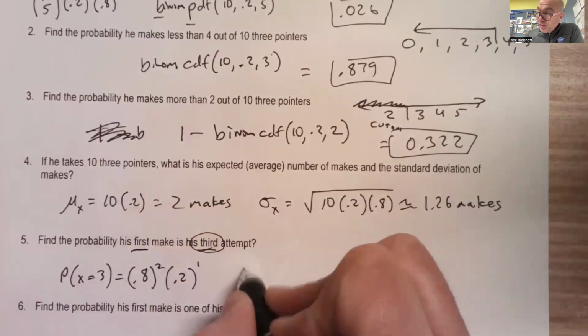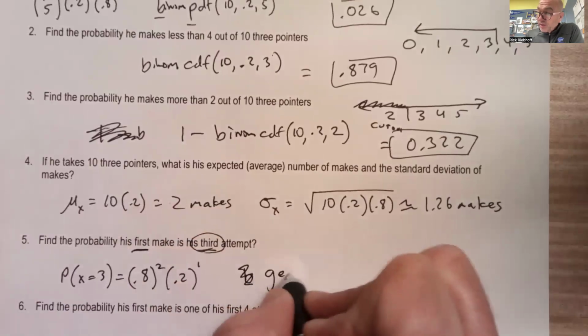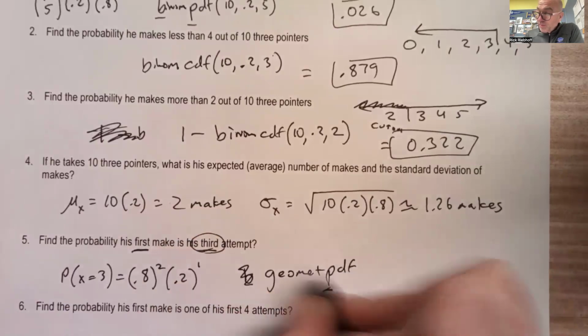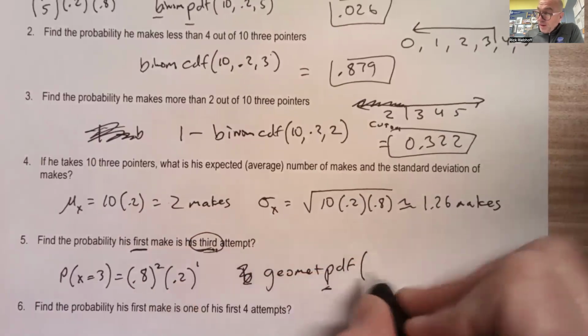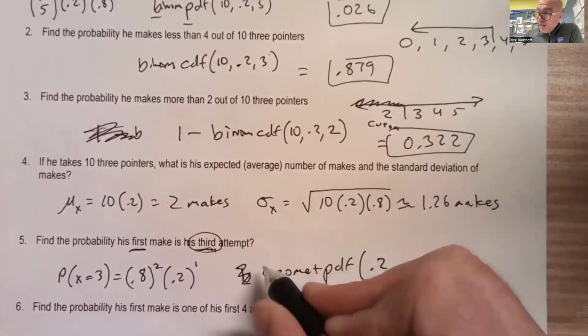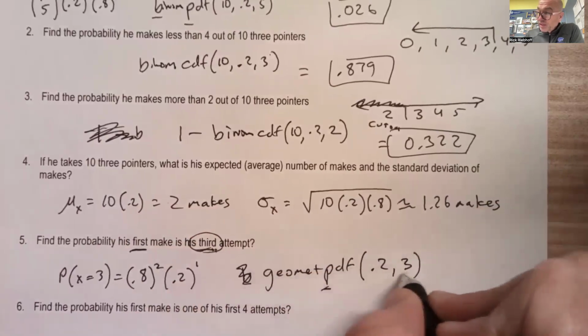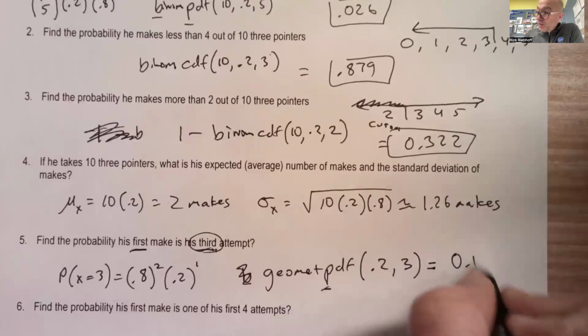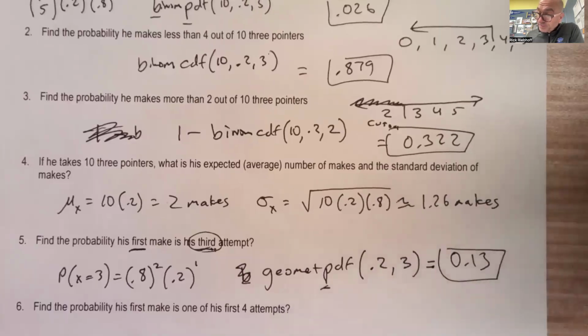We can also use geometric PDF, because this is happening just one time. We want exactly one outcome. And we're putting in the probability and the first success being the third time. And I think we end up getting 0.13 or somewhere thereabouts.